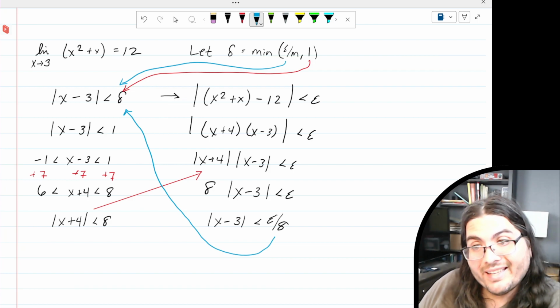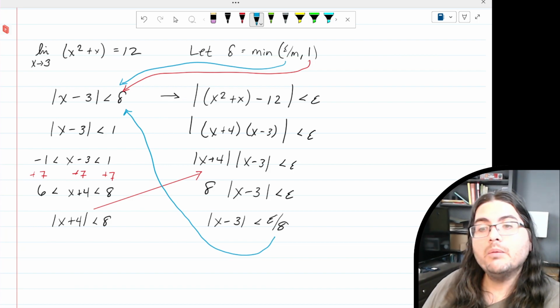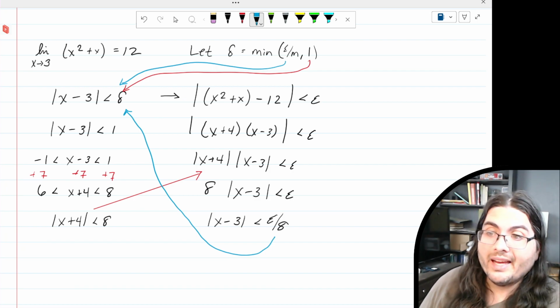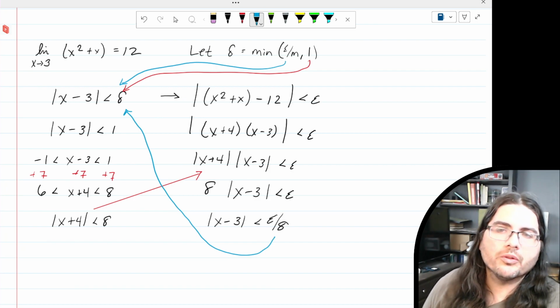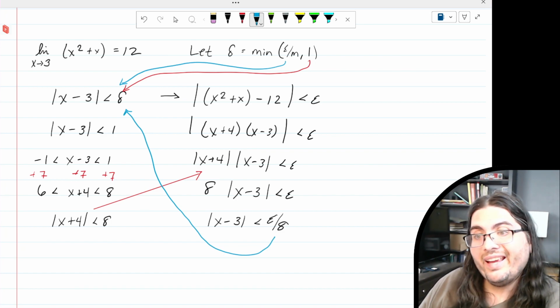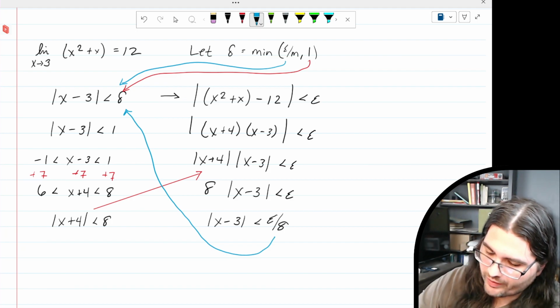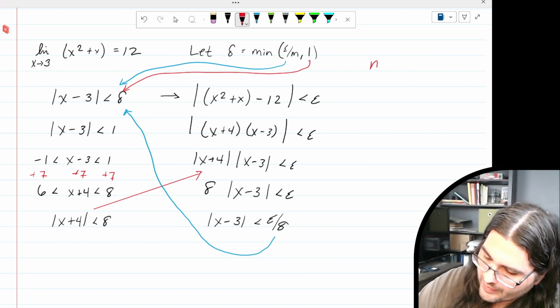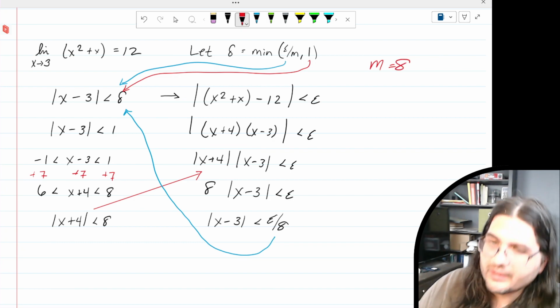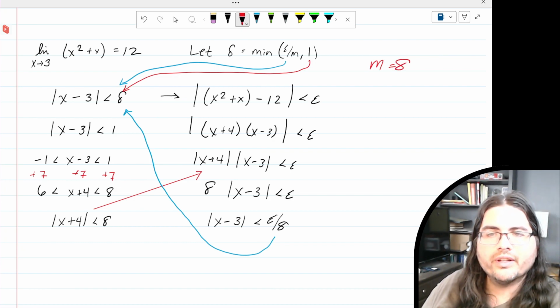And so that 8 is the m value that I'm looking for. Any m value greater than 8 satisfies this formal definition. But the smallest one that does so is 8, right? It could be 9, 10, 11, or 12, but 8 is the smallest one that gets me there. So I know that m equals 8 is the smallest value of m that satisfies the formal definition of a limit.